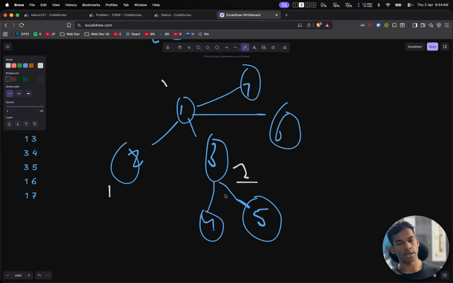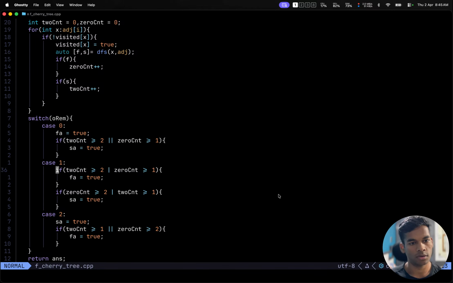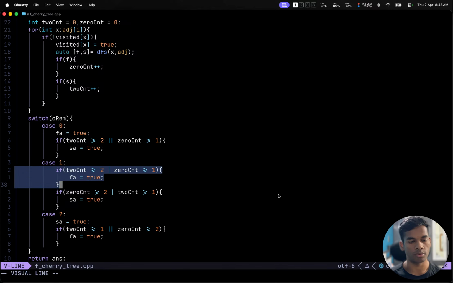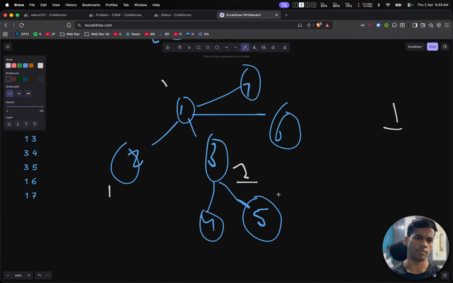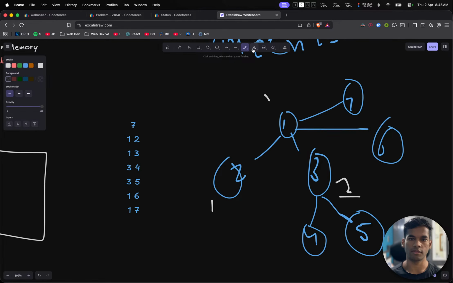Two count is 1, and the remainder is 1. But we need two counts. Remainder is 1. Yep, we need greater than or equal to 2 counts. So this should not be. Why is it saying yes?